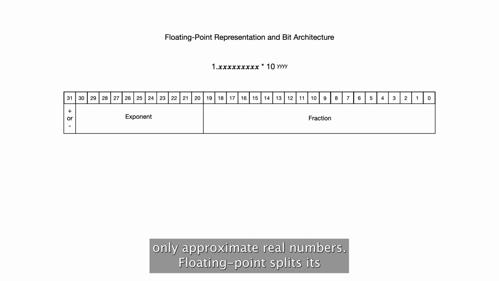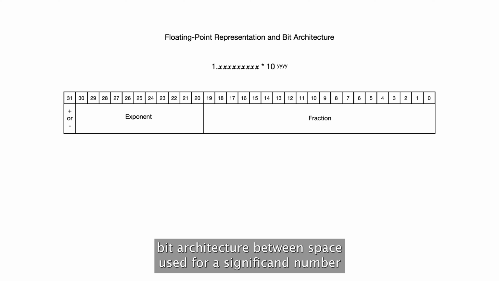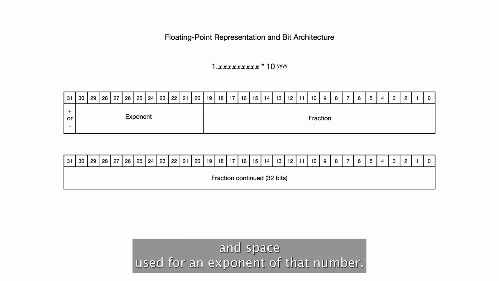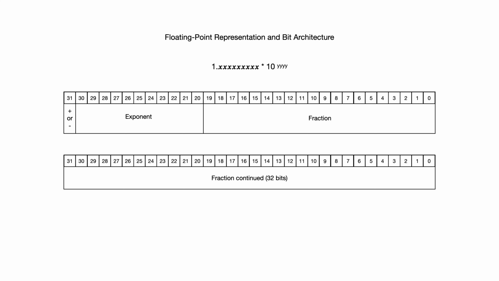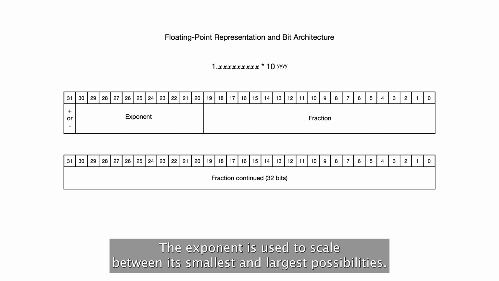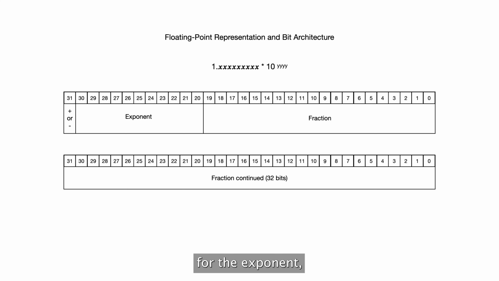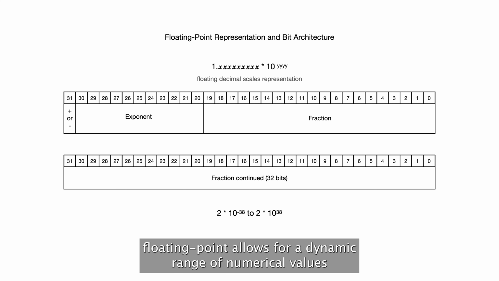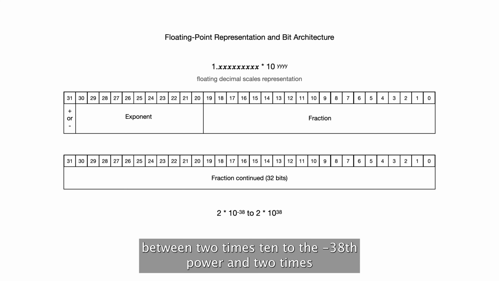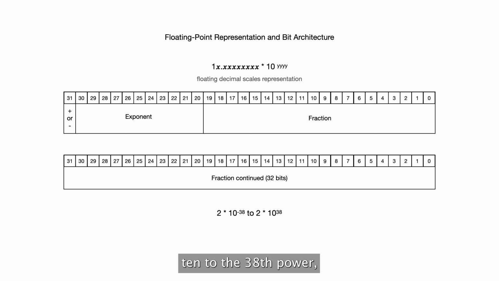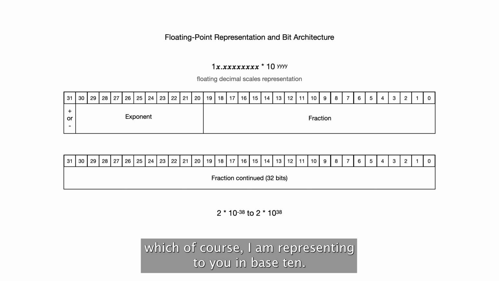Floating point splits its bit architecture between space used for a significant number and space used for an exponent of that number. The exponent is used to scale between its smallest and largest possibilities. With 64-bit architecture, and 11 bits reserved for the exponent, double precision floating point allows for a dynamic range of numerical values between 2 times 10 to the negative 38th power and 2 times 10 to the 38th power, which, of course, I am representing to you in base 10.